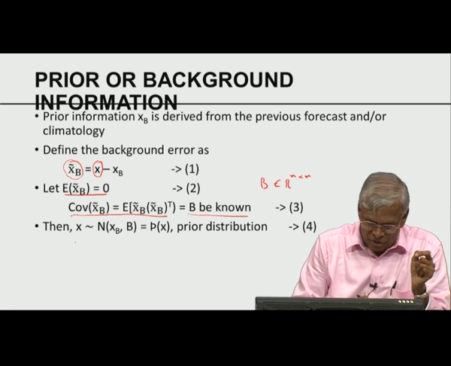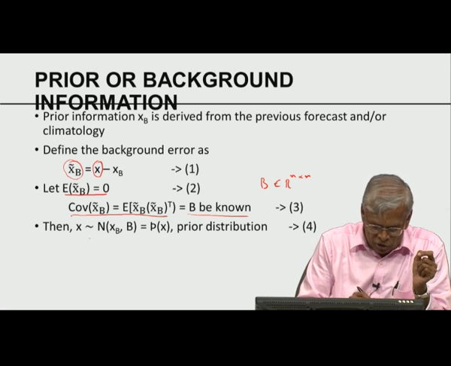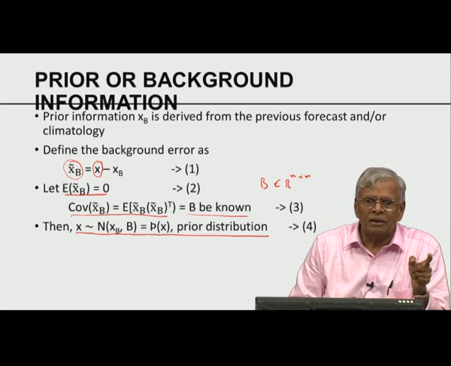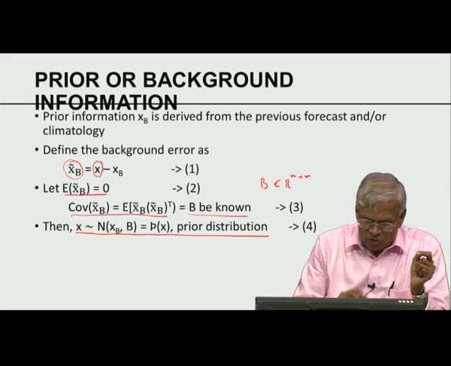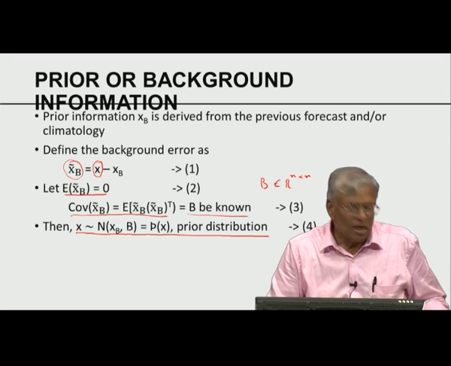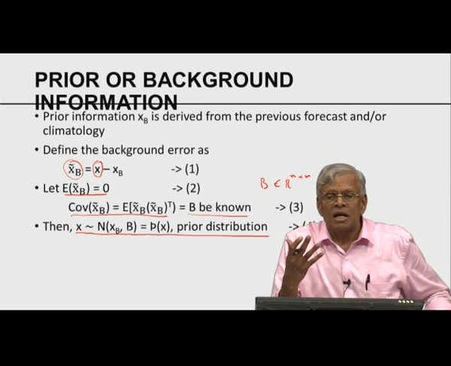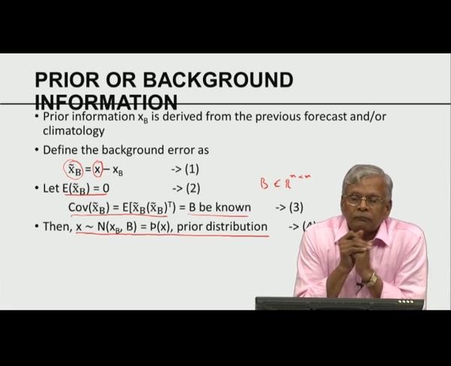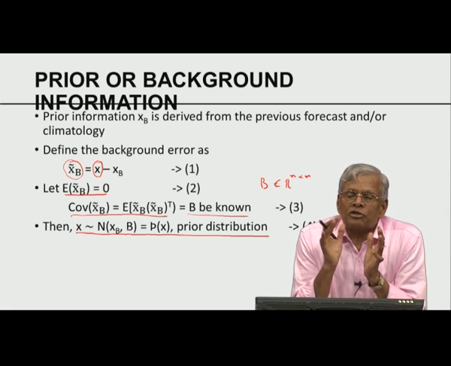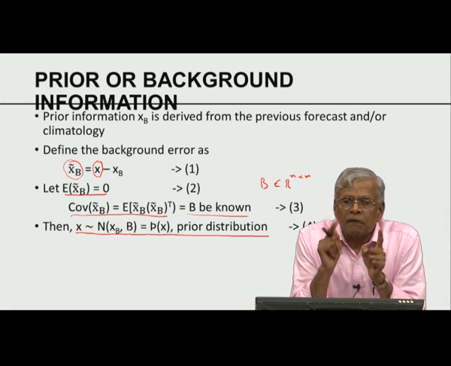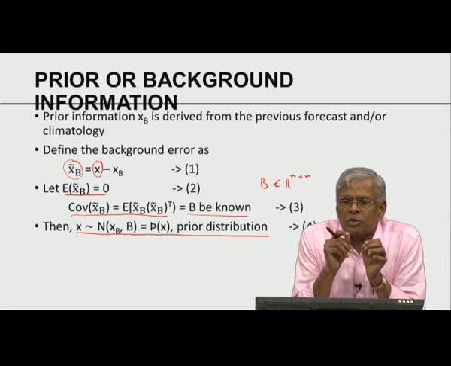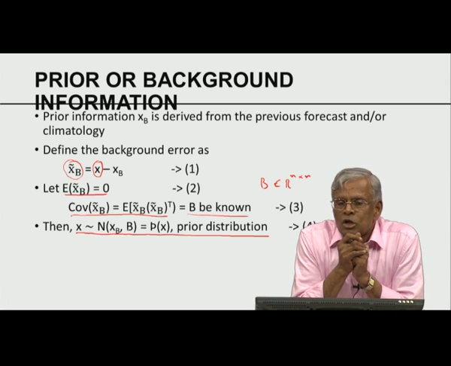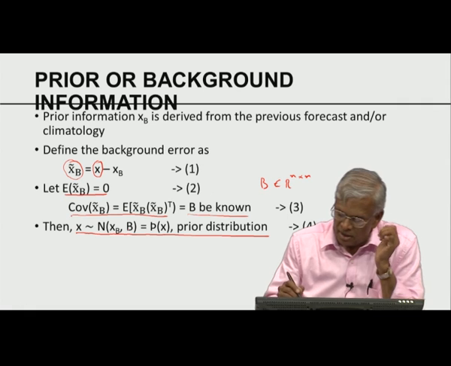So I am going to now assume P of x is the prior. Prior has the mean XB. The covariance is B. I am going to pretend it is normally distributed. Let us discuss that for a moment. Normal distribution. What is the beauty of the normal distribution? Normal distribution is probably the only distribution that is uniquely determined by the mean and the variance. So that is a general result in probability theory.